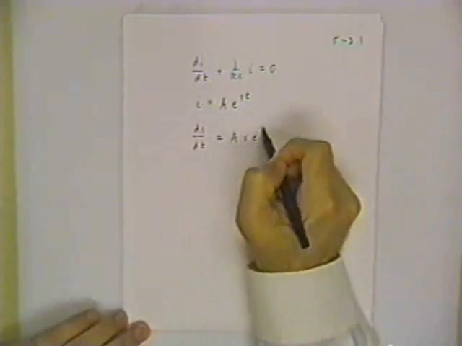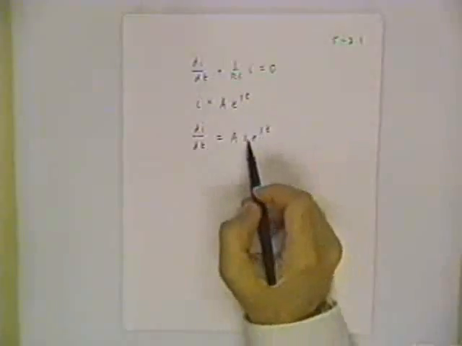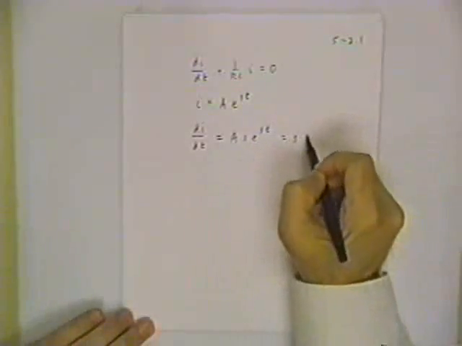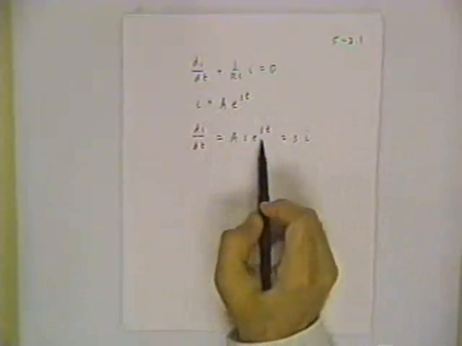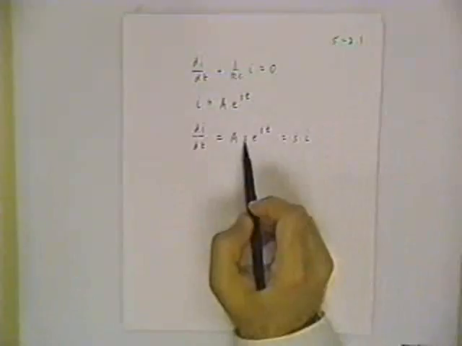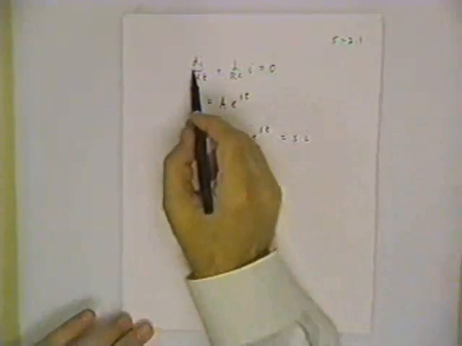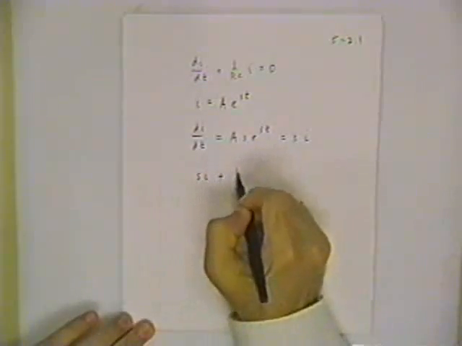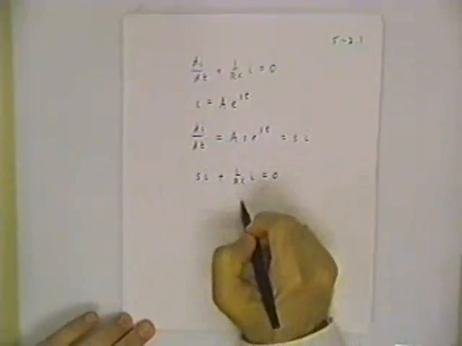It just differs by the coefficient. If I differentiate e to the st with respect to time, I get s times e to the st, and that's really just s times my original I. A e to the st here and here, multiply s times I, and you get this expression. So that allows us to rewrite our equation as s times I plus 1 over RC times I equals 0.